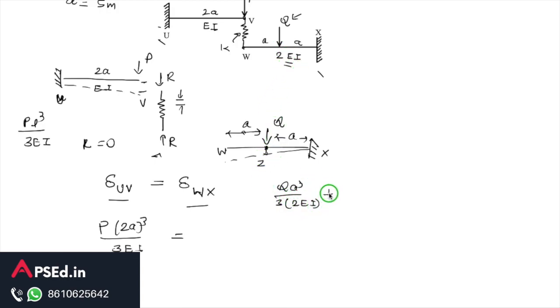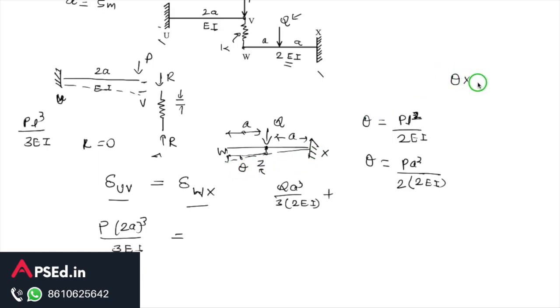So 2EI plus, because we want to find out the deflection at the free end, we will be calculating the theta or rotation at this point Z. For this cantilever beam, the rotation is given as PL square upon 2EI. For this particular case, this rotation will be PA square upon 2, and the EI value is again 2EI, so it will become 4EI. The deflection at the free end because of this rotation will be theta times L, whatever is the length between the free end and the point where this load Q is applied. So we will be multiplying this theta with A.